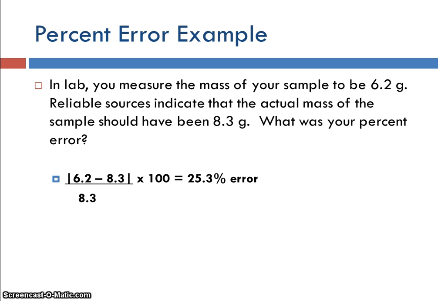So 8.3 is your theoretical amount, because that's what reliable sources show that you should have gotten. And then times 100, and this scientist got a 25.3% error, which is actually pretty bad for a scientist. You want to be as close to 0% as you can for your error.